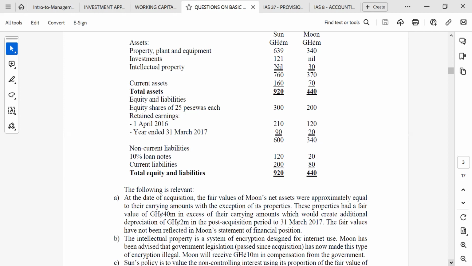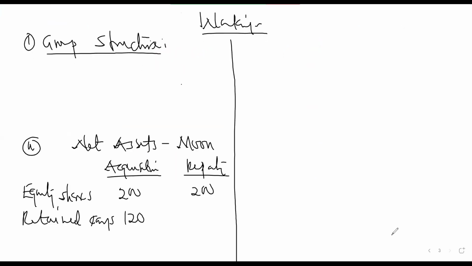120. Okay, 120. So you can see that you are giving the retained earnings at the acquisition and also for the year. So we have 120. What will be the retained earnings at the end of the year, which is 31 March 2017?